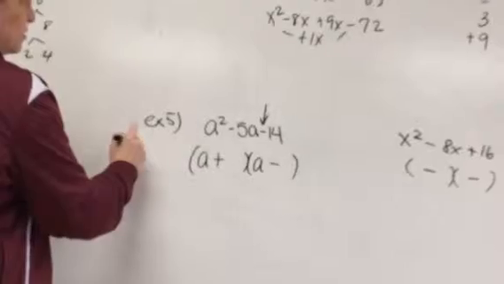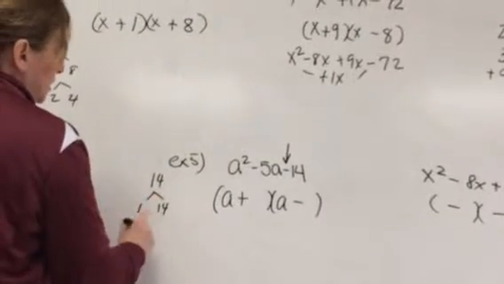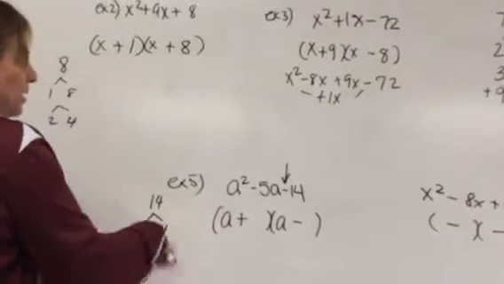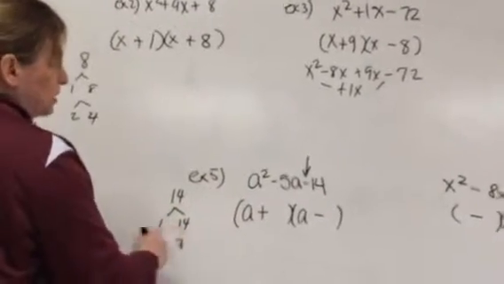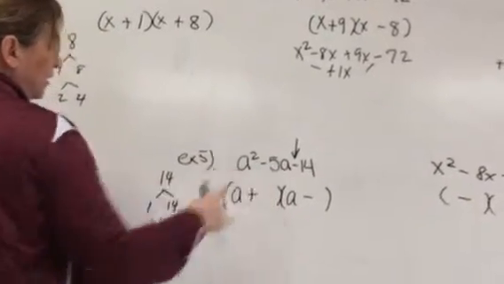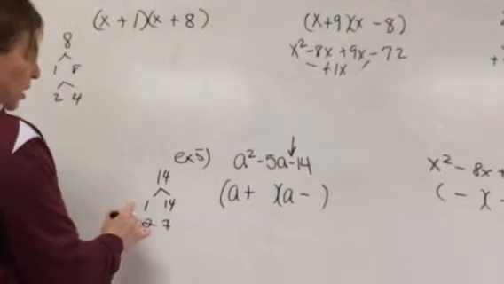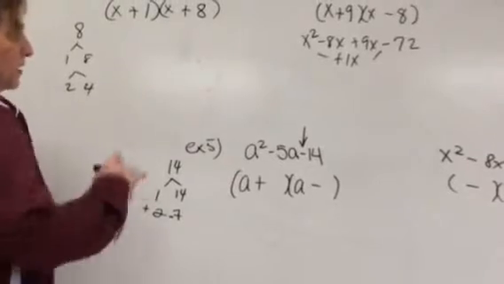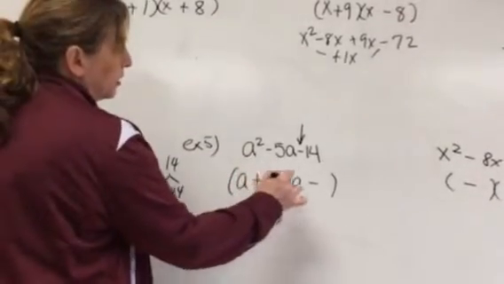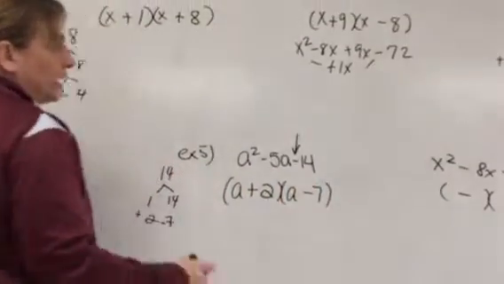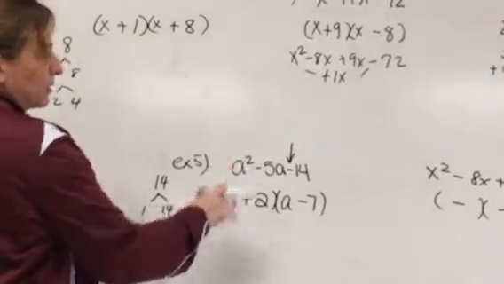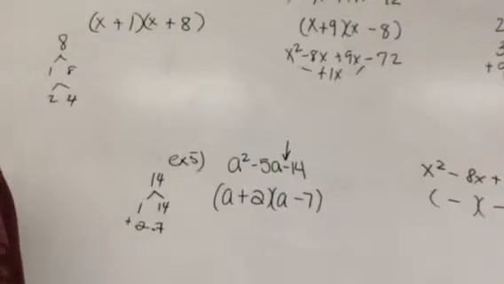Now let's factor out 14. 1 and 14, 2 and 7. Okay. Can I combine either any of these, the 1 and the 14 or the 2 and 7, to get a negative 5? Well, yes. If I had a positive 2 and a negative 7, I would get a negative 5. So it's going to be plus 2 and minus 7. And if I factored that out, I foiled it out, I would get a squared minus 5a minus 14.